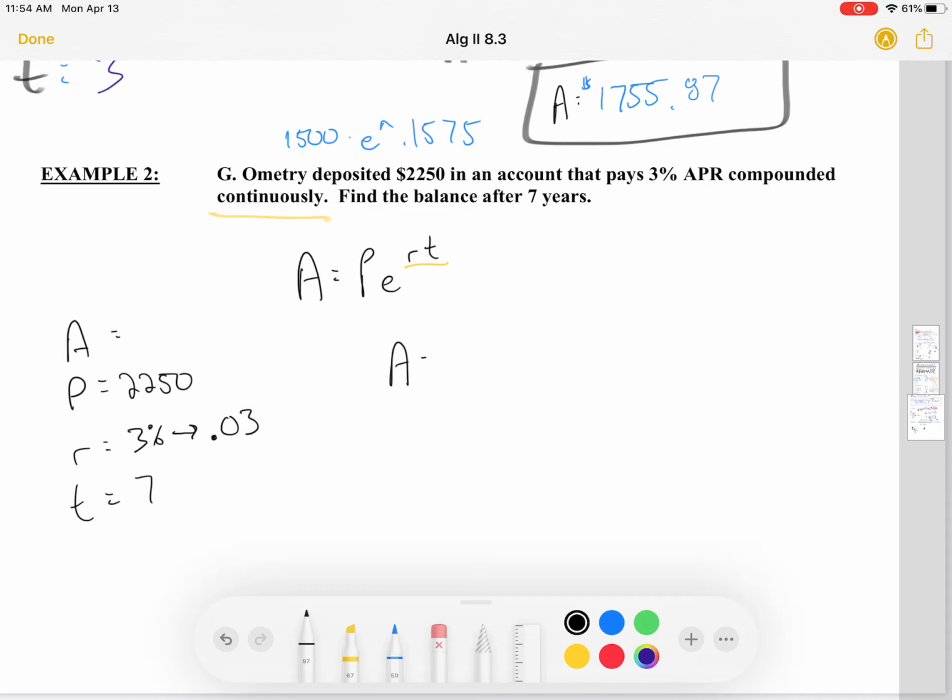This one's a little easier. A equals 22.50 times E raised to the 0.03 times 7. Okay, when you plug all of this in, you should pause it right now and see if yours matches what I get. I'm not going to go through and show the work because I feel like this is more just plug and chug. You should get 2775.76.